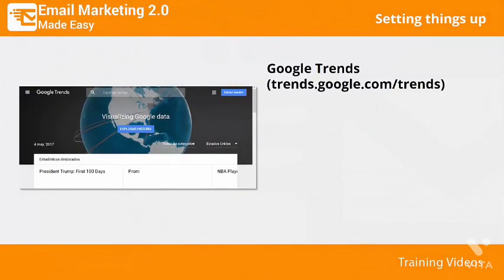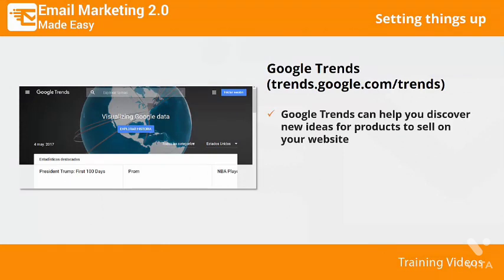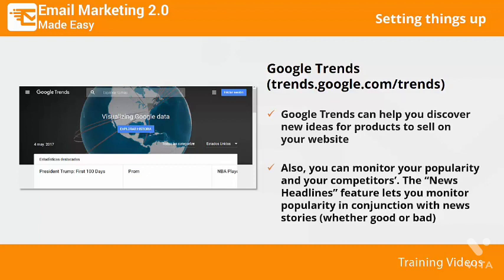Google Trends. Trends.google.com/trends. Google Trends can help you discover new ideas for products to sell on your website. Also, you can monitor your popularity and your competitors. The News Headlines feature lets you monitor popularity in conjunction with news stories, whether good or bad.